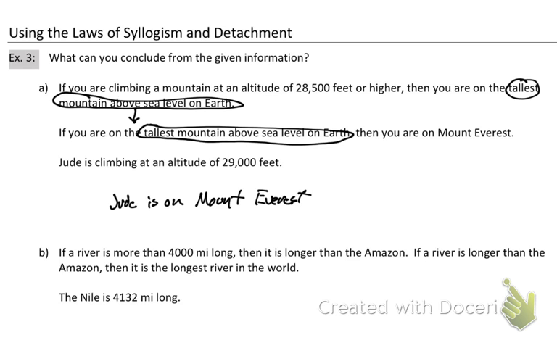Okay, our next one says, if a river is more than 4,000 miles long, then it is longer than the Amazon. If a river is longer than the Amazon, then it is the longest river in the world. So let's first see if we can connect it through the law of syllogism. Does the conclusion of the first sentence match the hypothesis of our second sentence? Daniel, what do you think?